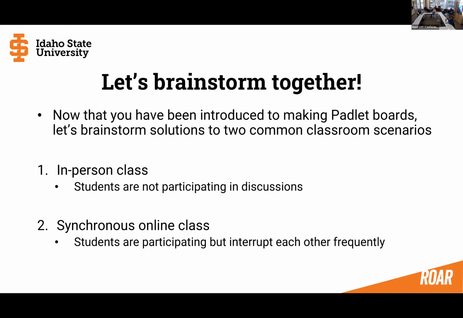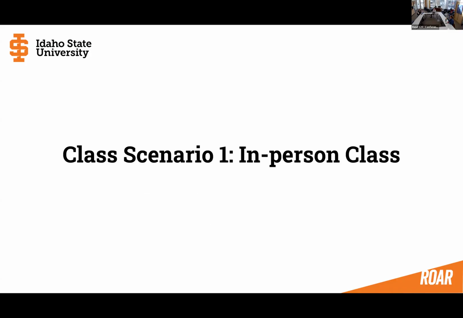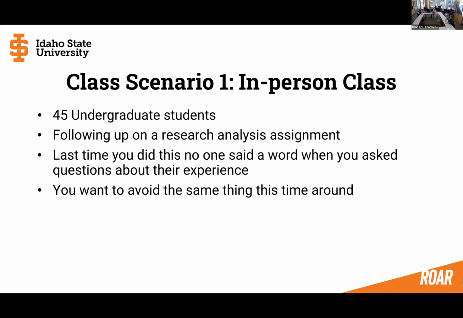So the two scenarios are, one is an in-person class where students just aren't participating in the discussions. And the second is an online class where students are trying to participate, but they're interrupting each other and it's really inefficient. So let's look at these scenarios together. I'll give you a little bit more detail. Let's assume for our in-person class, you're teaching about 45 undergraduate students. You're following up on a research analysis assignment. Last time you tried to follow up on your assignment, nobody really said anything about how it went and what they thought. You want to avoid that awkward silence this time.